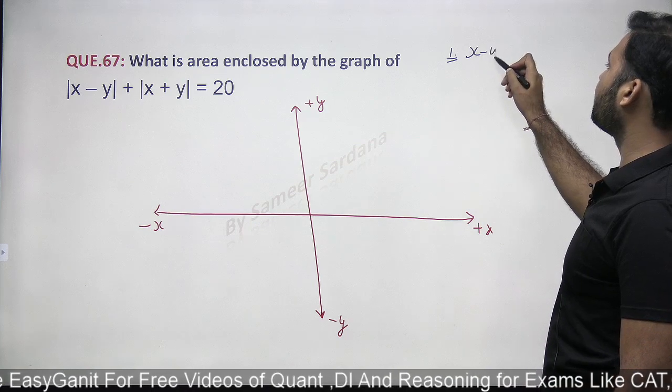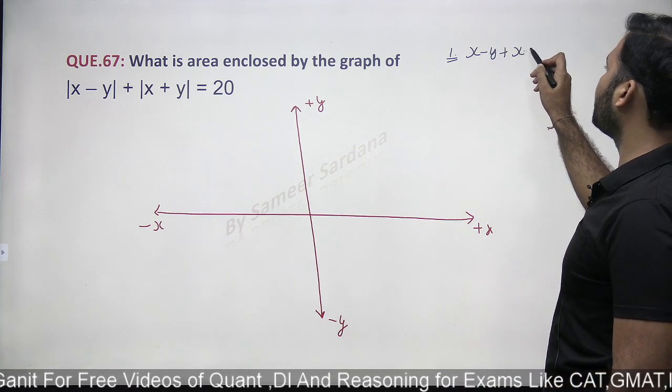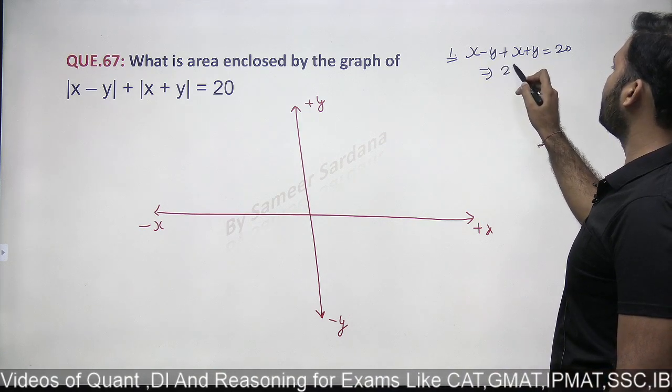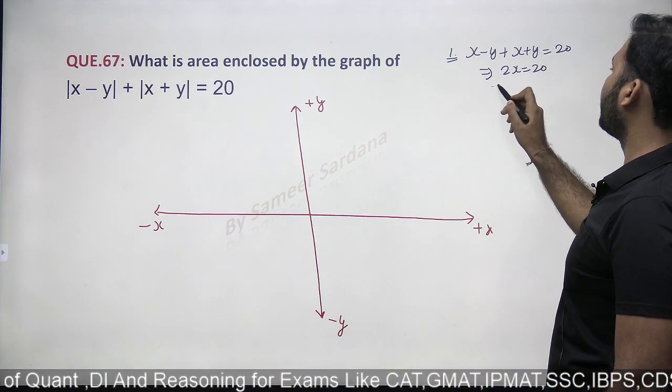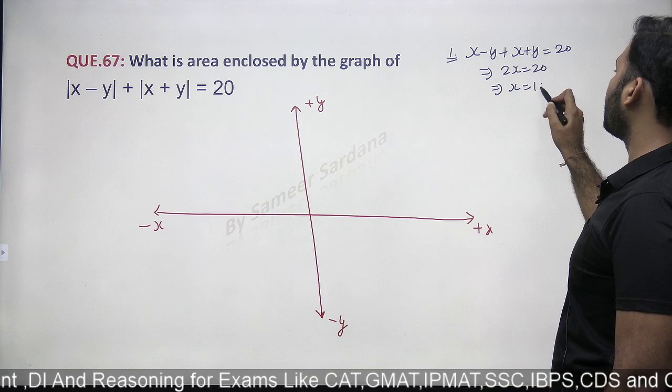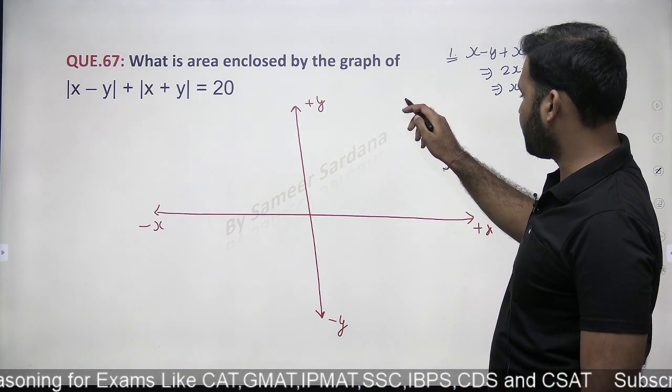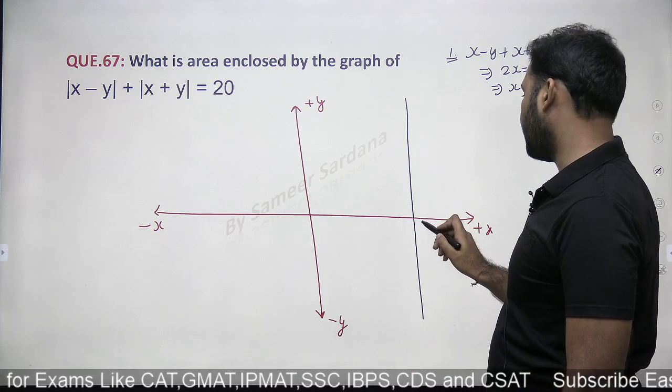In that case, my equation would be x minus y plus x plus y is equal to 20. So this is 2x is equal to 20. So I can say that x will be equal to 10. Now x equal to 10 is nothing but a line which is parallel to y-axis passing through 10.